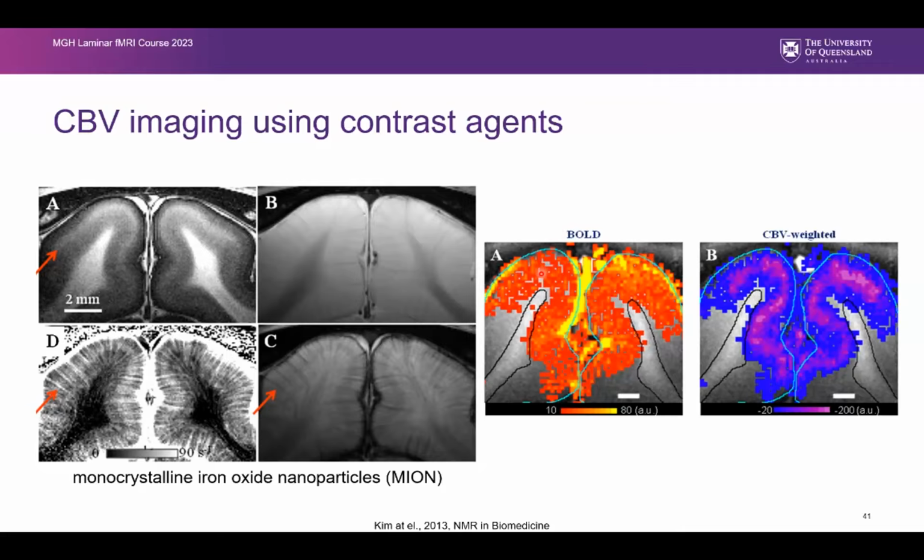CBV is useful because, as I said, or as others have said, it has this nice property of not having this bias towards the surface. So you get activation patterns that are more in line with what you would see from electrophysiology.